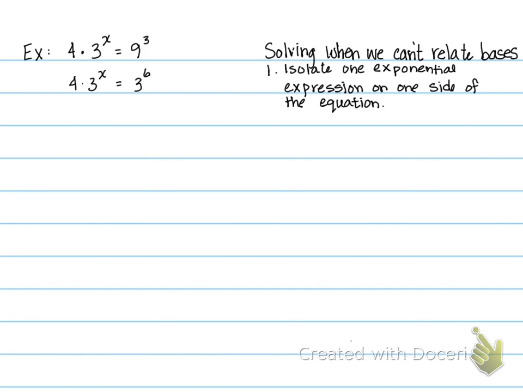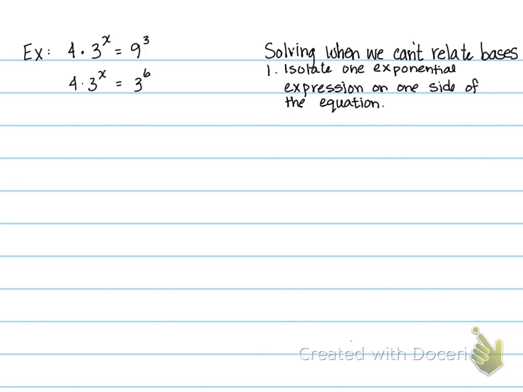Sometimes we won't be able to get just one exponential expression, but notice that on the right side, there is a single exponential expression with nothing else going on. So I've isolated one exponential expression on one side of the equation, even though there happens to be one over on the left side also. So our goal in the first step is if there's only one exponential expression, we want to get it alone. If there's more than one, we're going to get one of them alone on one side of the equation.